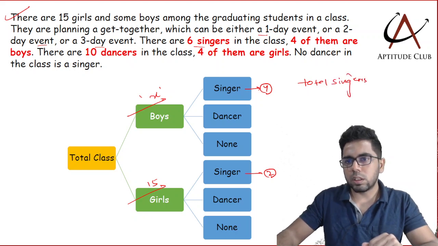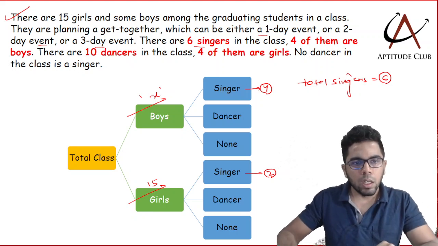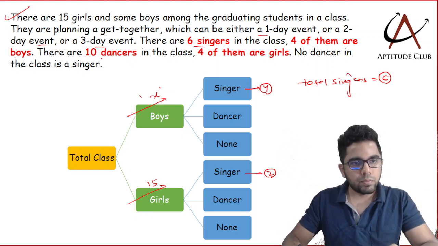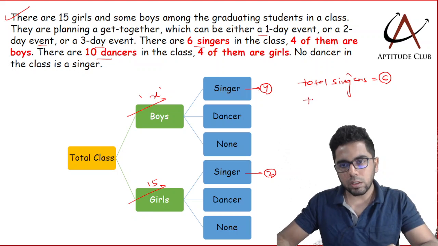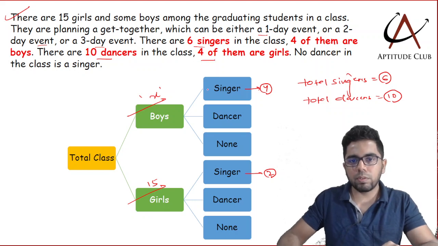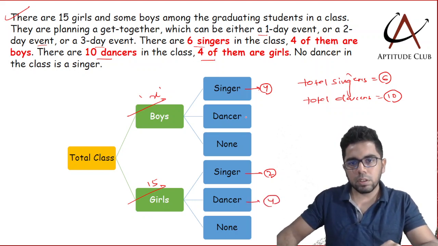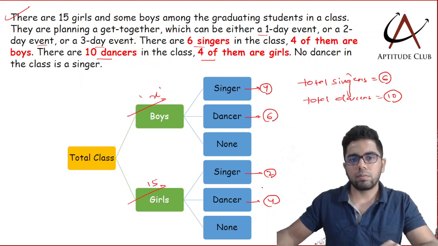Total singers is 6. There are 6 singers in the class, 4 of them are boys and the remaining 2 will be girls. Now there are 10 dancers. Total dancers is equal to 10, and 4 of them are girls. So 4 girl dancers, that means 6 boy dancers.